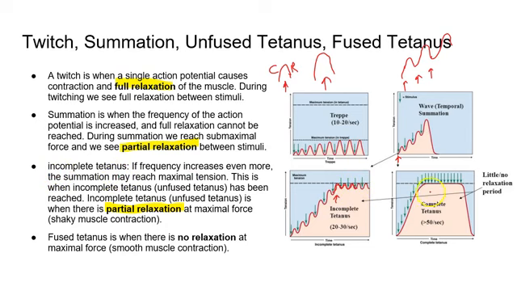For complete tetanus, the tension gets to the maximal force, but we do not see any relaxation. There is no relaxation at all.